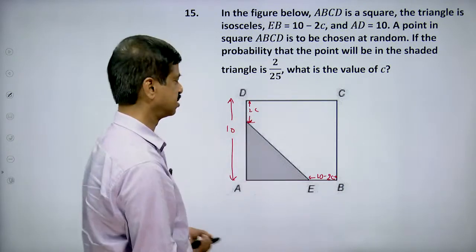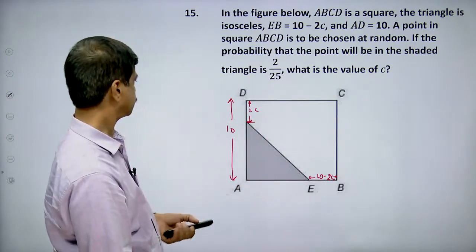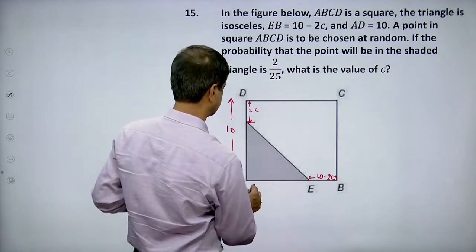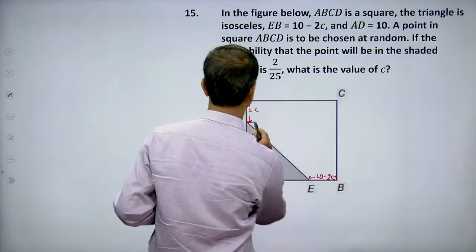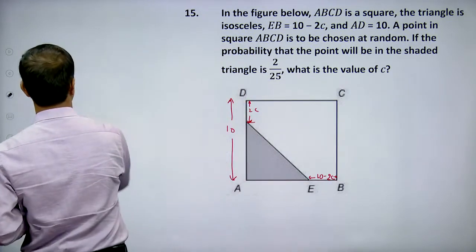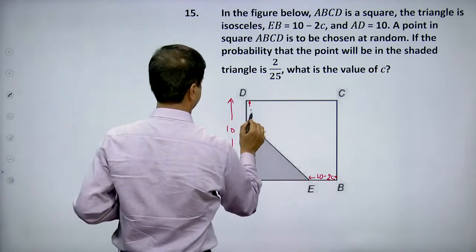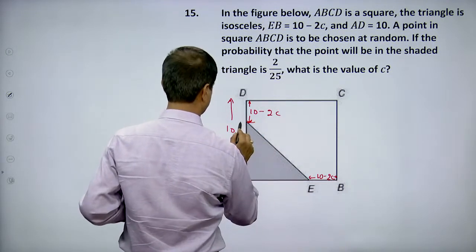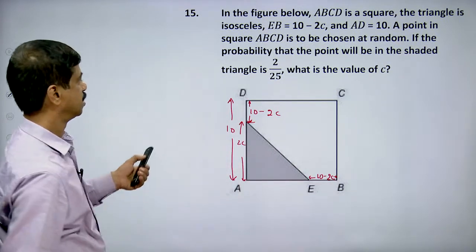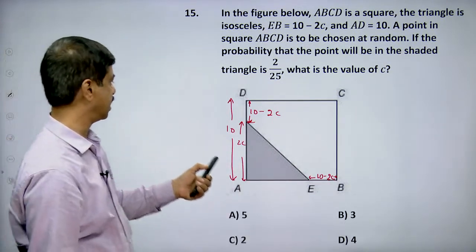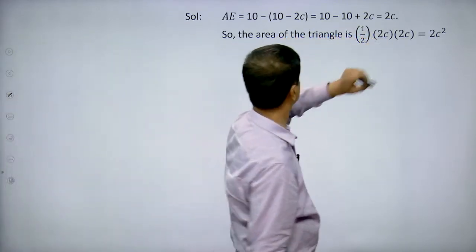Means same like previous questions. Area of this triangle by area of square. So this is 10 minus 2C. EB is 10 minus 2C. So this should be 10 minus 2C, children. So this should be 2C. Okay. So this is what we need to know. Area of triangle by area of square. So look at that. AE is 10 minus 2C, that is equal to 2C said.